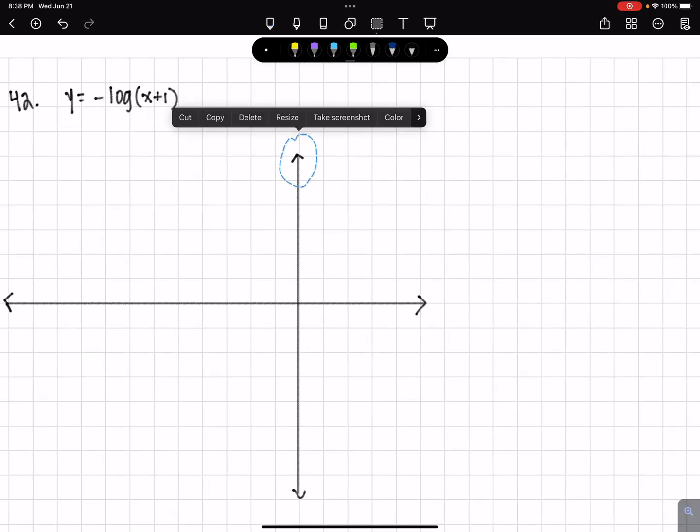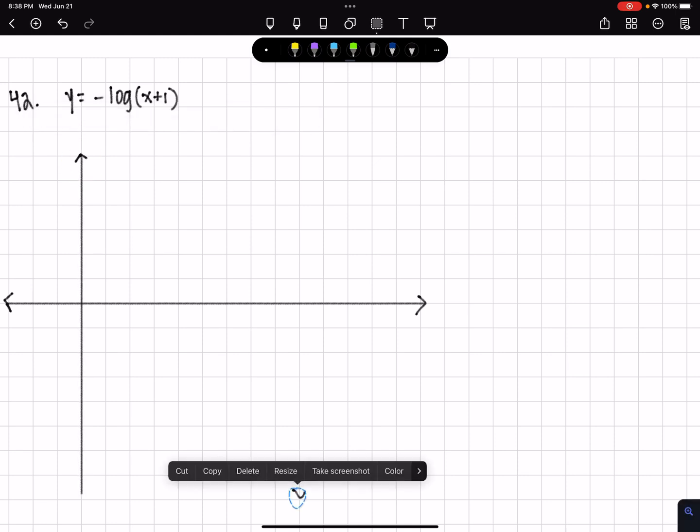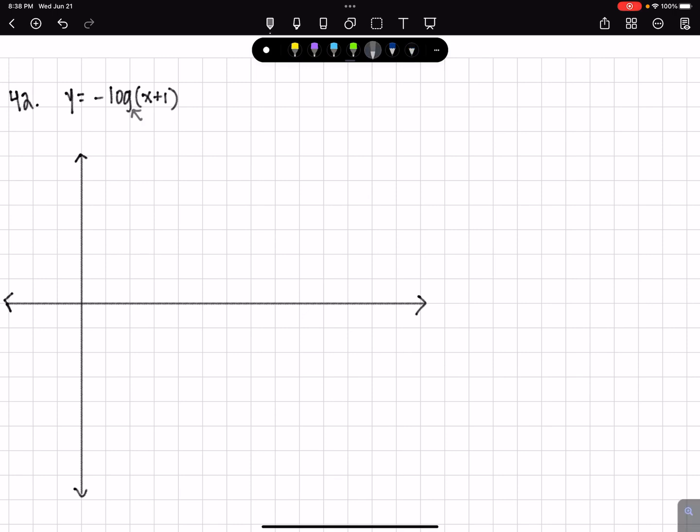Okay, here we have number 42. I'm going to have to move my vertical axis over to the left a little bit here. Now, we've got y equals the opposite of log of x plus 1. A couple of things are happening here: you've got a base 10, so that's a base 10 right here. And then the other thing is that we've got some transformations that are happening.